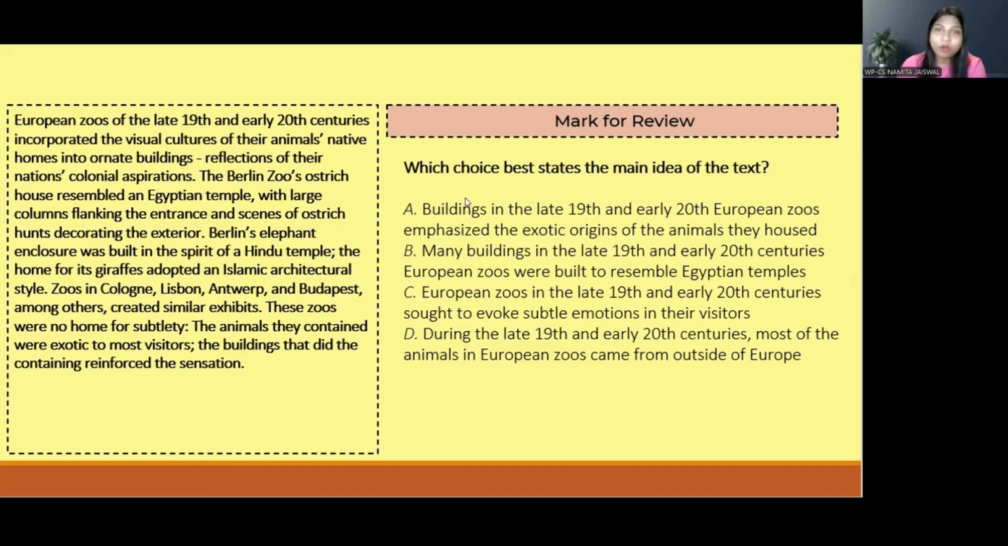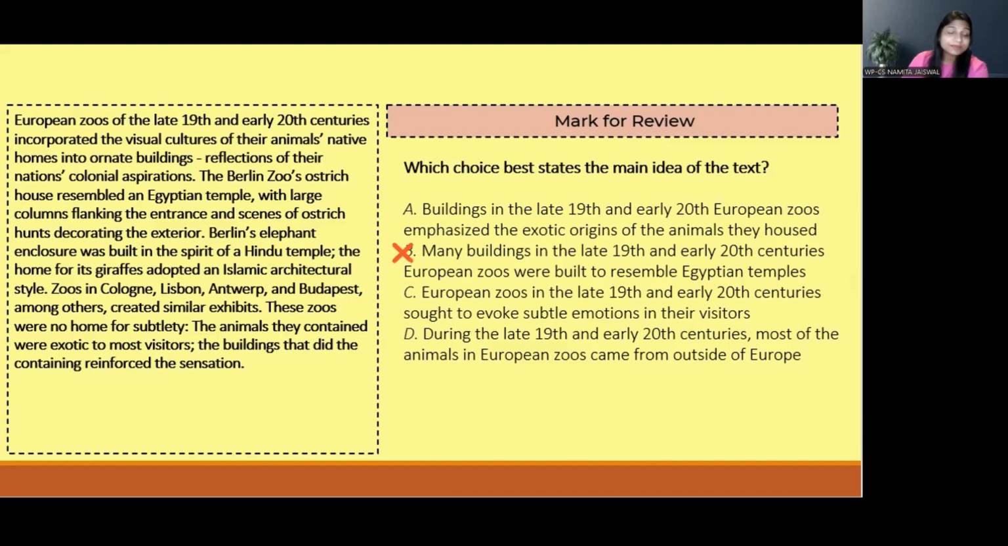Now let's move on to the options. Option A, building in the late 19th and the early 20th centuries, the European zoos emphasized the exotic origins of the animals they housed. Now here, this choice reflects the main idea. The buildings were designed to emphasize the exotic origins of the animals. So we can keep this. Now let's move on to option B. Many buildings in the late 19th and the early 20th centuries, European zoos were built to resemble Egyptian temples. While the passage does mention Egyptian style buildings, it also describes other styles, Hindu, Islamic, etc., making this choice too narrow to represent the main idea. So, this is going to be eliminated.